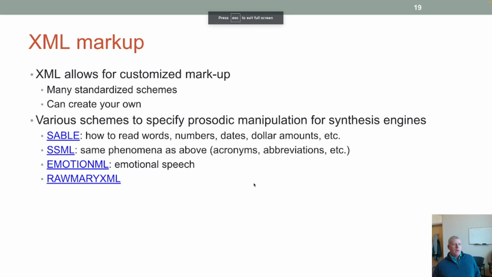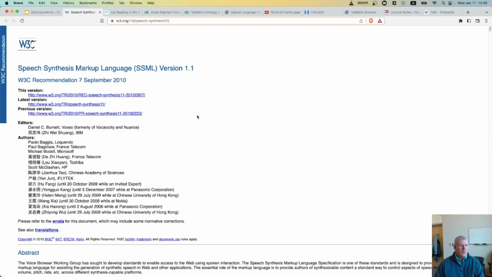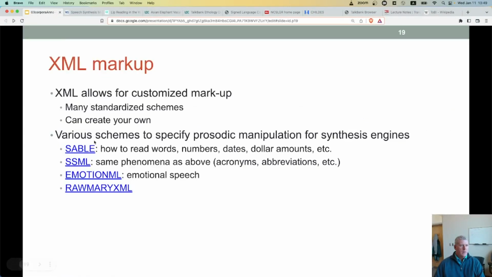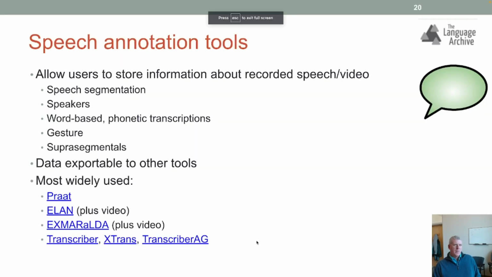And an important part of annotation is XML. XML is a way to format data that can be easily read by a computer. And you can create your own. Obviously, with XML you're able to create your own markup, your tags and whatnot. So here are some various examples of specific prosodic manipulation of synthesis engines. We have Speech Synthesis Markup Language here, and some others there. I'll let you look through those. Take some time to look through those, skim those.